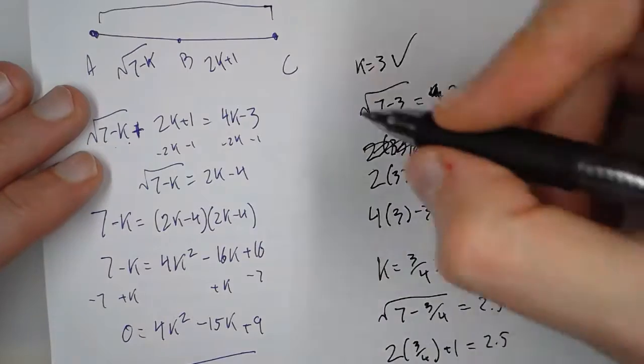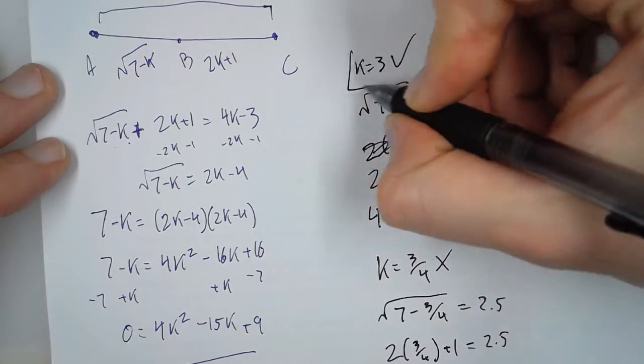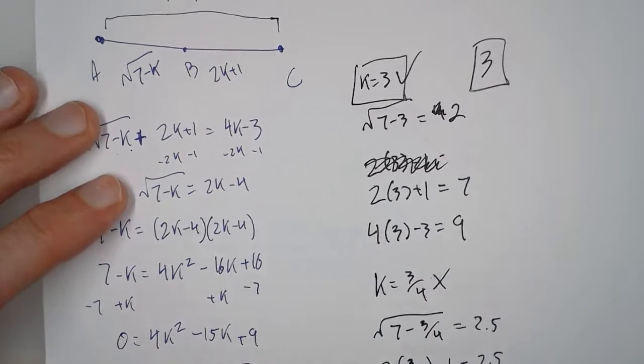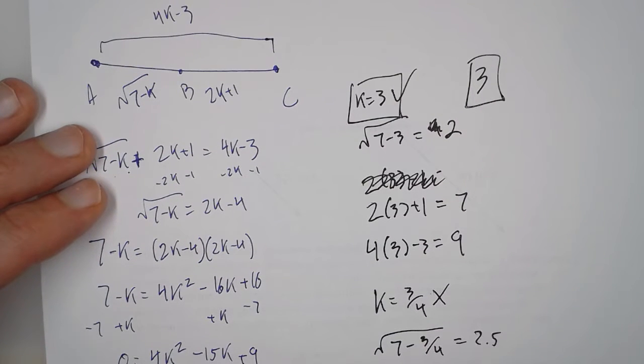So the only value that works here is k equals 3. So really, just the only answer you need to put down is 3. And there's our answer, and we're done.